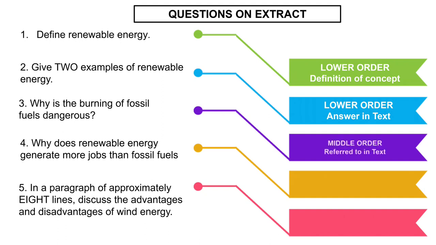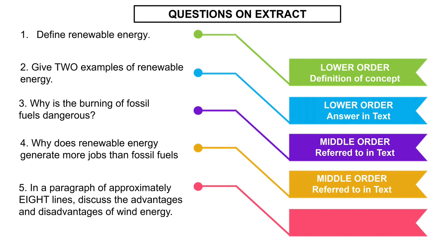Why is the burning of fossil fuel dangerous? It is referred to in the text, but not the entire answer. You can get part of the answer from the text, but you also have to elaborate and use the information that you know. Why does renewable energy generate more jobs? Once again, a middle order question that is referred to in the text, but you need to take what is in the text and elaborate and add to it.